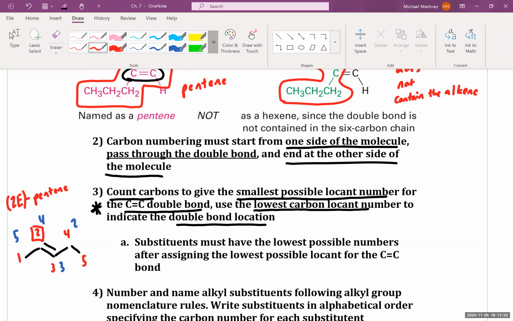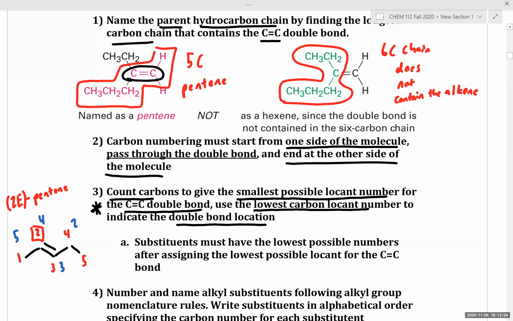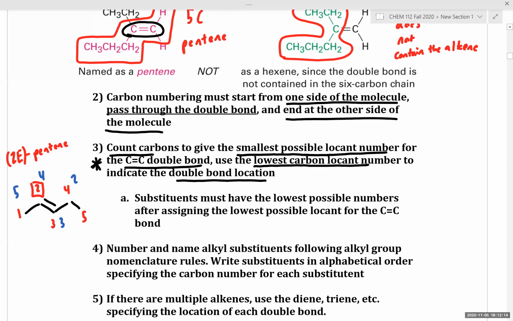Okay, so the central point: you assign your carbon numbers to give the smallest locant number to the alkene. It's the highest priority functionality. Additionally, substituents must have the lowest possible numbers after assigning the lowest possible locant for the carbon-carbon double bond. So our normal substituent rules still apply after we've dealt with our alkene.